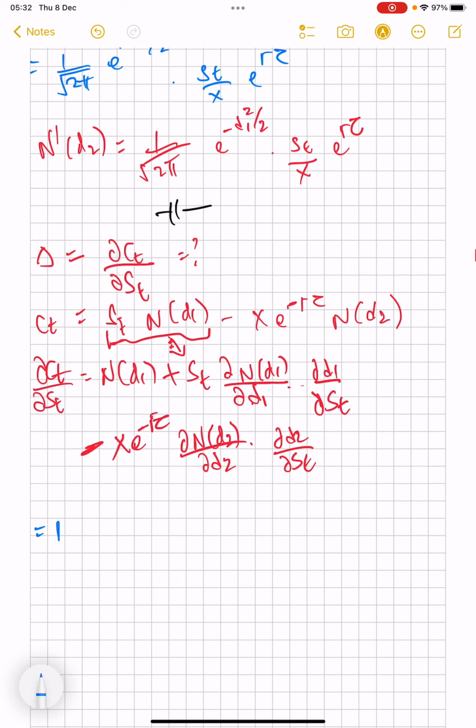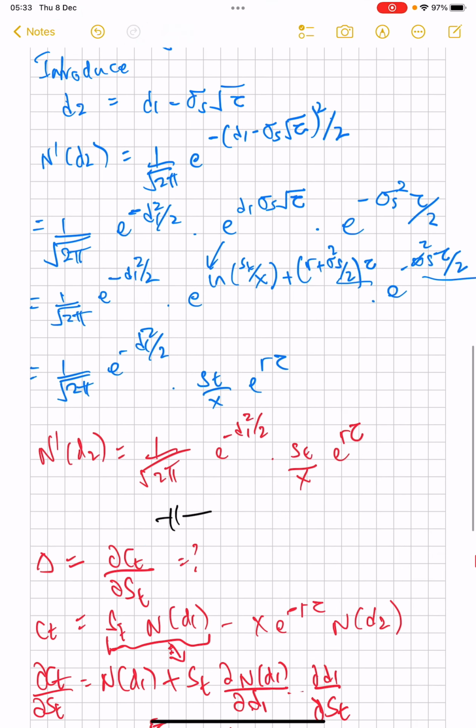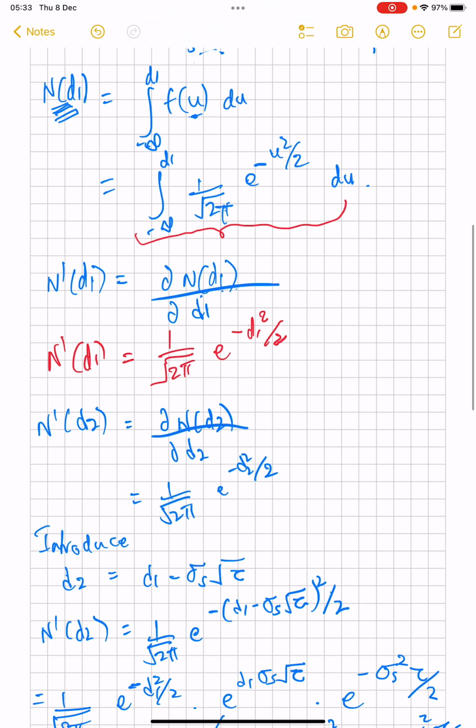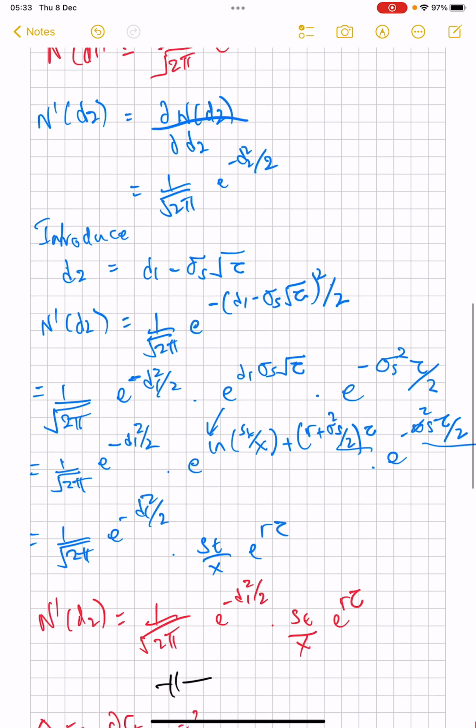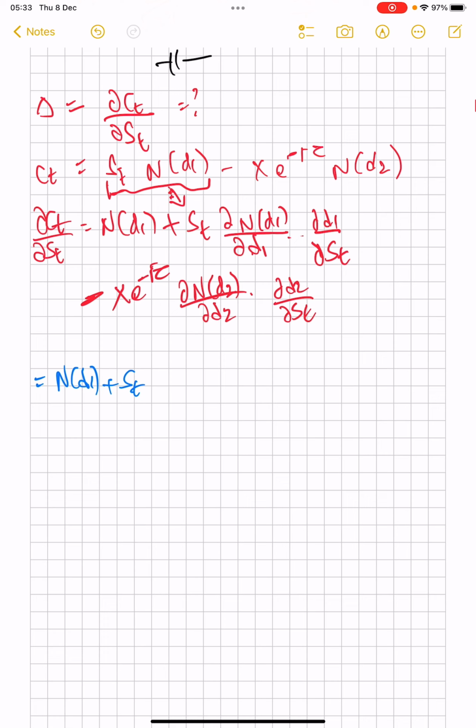I have the normal cumulative distribution of d1 plus St, which stays the same. I get the normal derivative of N(d1) with respect to d1 here to be 1 upon root 2 pi times exponential of minus d1 square over 2. Now I have to differentiate d1 with respect to St.